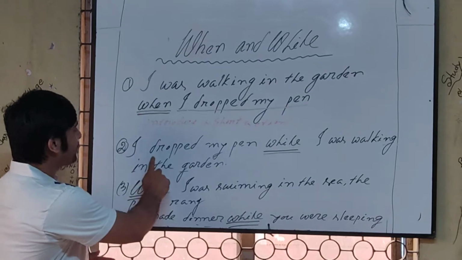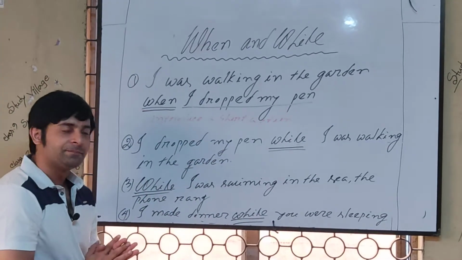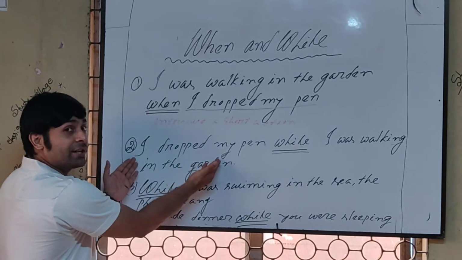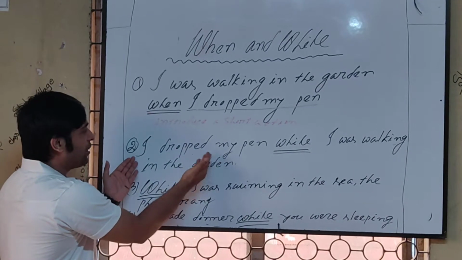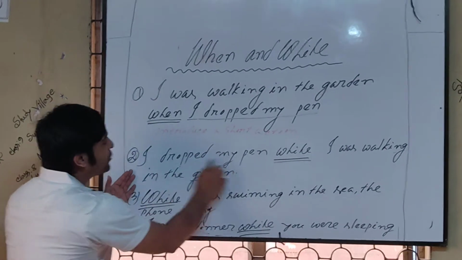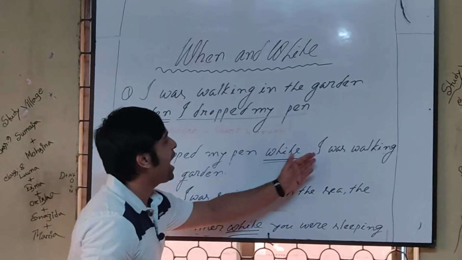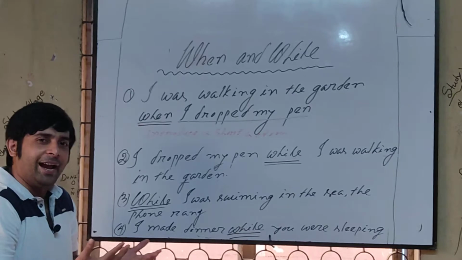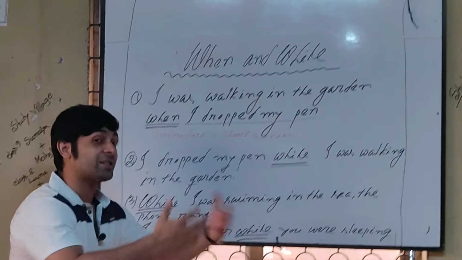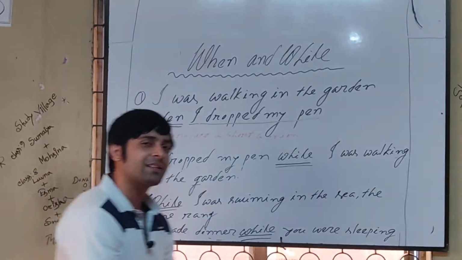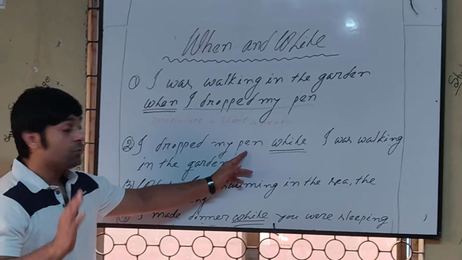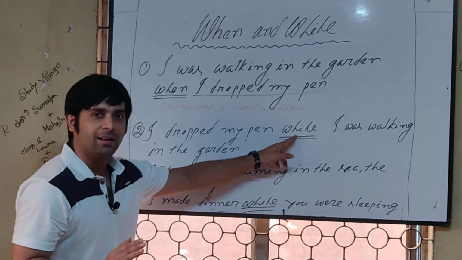Next sentence, I dropped my pen. The second part has been used as the first part. I dropped my pen while I was walking in the garden. Okay, in the same way, I dropped my pen while I was walking in the garden. So, what will be correct, when or while?